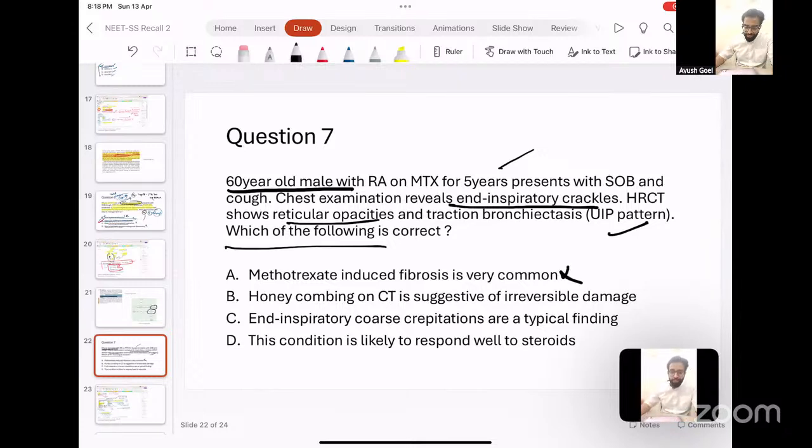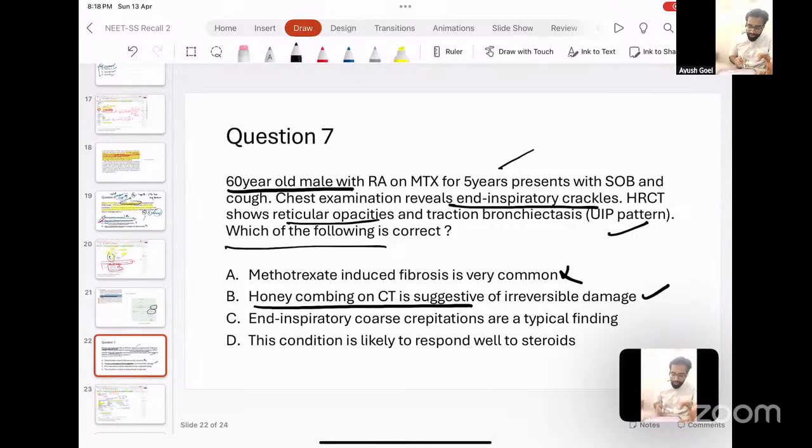The second option was honeycombing on CT is suggestive of irreversible damage. So even if you don't know specific to RA, all of you, I'm sure, know that honeycombing is a feature of UIP pattern or a feature of idiopathic pulmonary fibrosis. And as we all know, it is a disease which keeps on progressing and it is an irreversible disease. So honeycombing on CT is actually suggestive of irreversible damage.